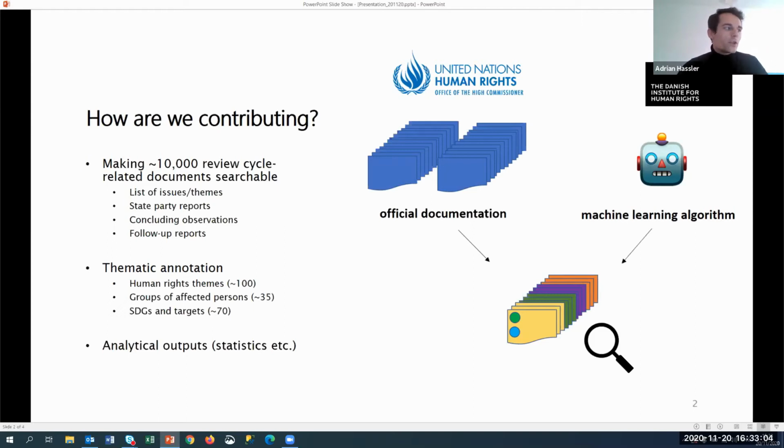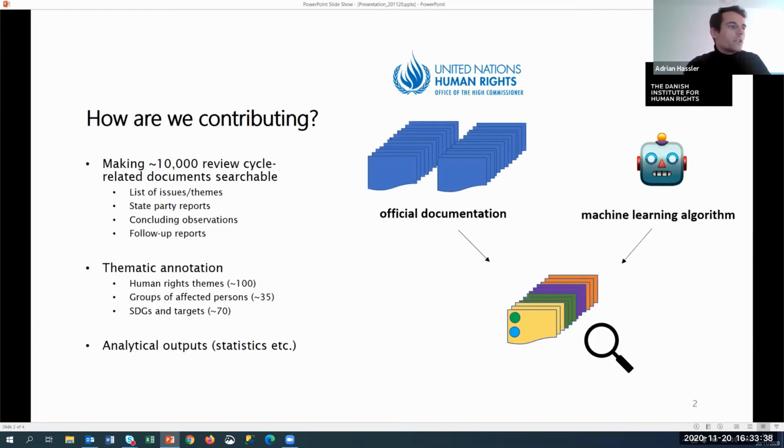So what we're going to be doing concretely is that we are trying to make a lot of documents available for sort of full text search and so on. We're talking about around 10,000 documents related to the review cycles of the treaty bodies from, I think, the last 10-15 years. We will also have to see what's technically possible, because at some point the older documents just create a lot of problems from a technical perspective.